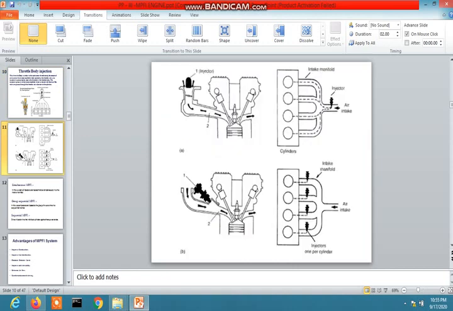Now here is the picture. One is throttle body injection. This one is the throttle body injection system. Here is the injector which is placed here, and the throttle body is here. And another picture is port injection, where the injector is placed at the port.